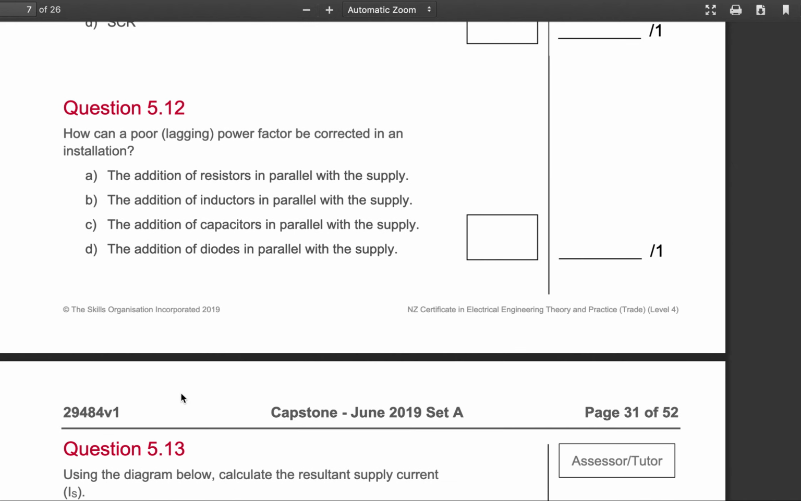How can a poor lagging power factor be corrected in an installation? We've got a lagging power factor, which is most of our installations, and we put capacitors in parallel with the supply. This one here. That's how we fix our lagging power factor.